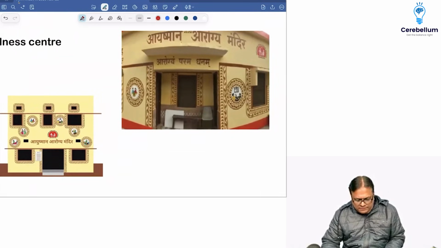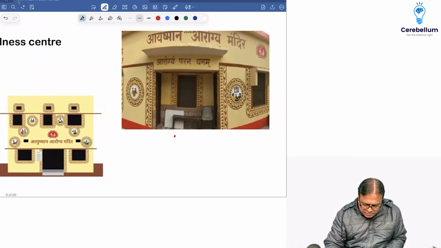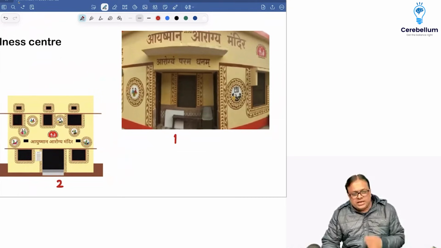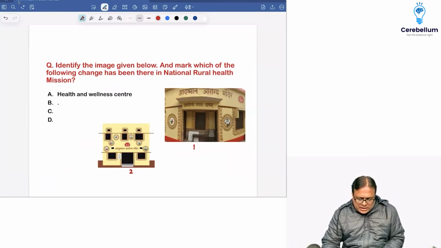Then there is a question first to confirm which image of Ayushman Bharat was there. Ayushman Arogya Mandir, which image was there? Was it number one? Was it number two or something else? Students told me that the image of Ayushman Arogya Mandir was there, but they were not able to share the exact question. Can you tell me what the question was? Something like: identify the image, mark which of the following change has been there in the National Rural Health Mission.